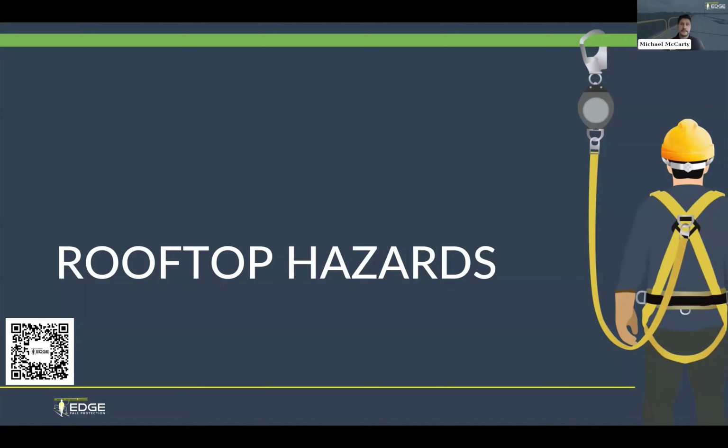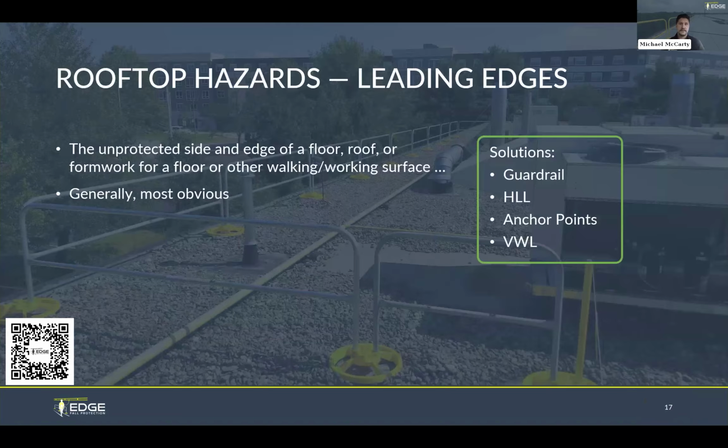Let's cover rooftop hazards. So this is rooftop solutions here. How do we prevent someone from hurting themselves while working on a rooftop? We've got to identify the hazards first. I think the most obvious one is any sort of leading edge, any perimeter on a rooftop. Again, a rooftop is almost always going to be over 4 feet. I'd say 99% of the time they're going to be over 4 feet.